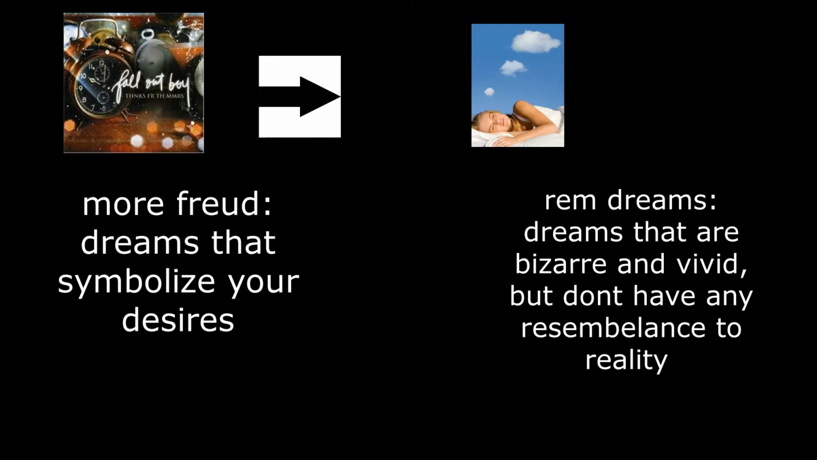All these stages have different levels of consciousness. The conscious, where you're processing information around you, the subconscious, where the information below the conscious resides, and the unconscious, all the things below your memory. All these memories from your conscious levels are in your dreams, which can symbolize something you want, more Freud, or just your vivid imagination, or REM dreams.